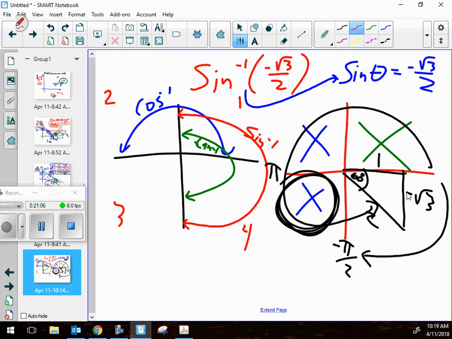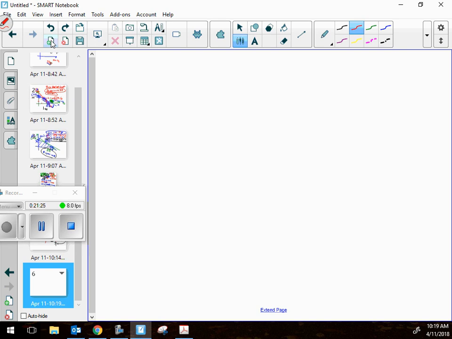So the final answer to this one was negative 60 degrees, but I want it in radians. So negative pi over 3. Raise your hand if you actually had negative pi over 3. Awesome.